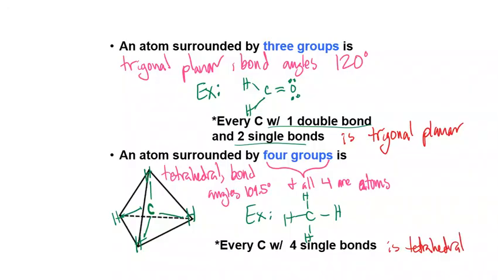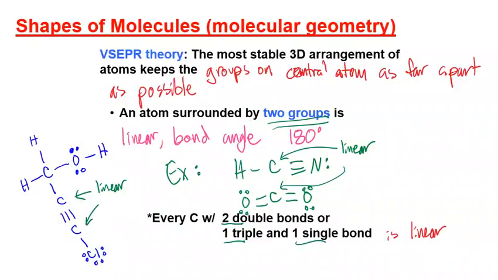Okay, so let's go back and see if we can classify any more of the atoms in the previous molecule as being either trigonal planar or tetrahedral. Well, here I'm not seeing anything that's trigonal planar because I don't see anything that has exactly three groups around it. However, I am seeing one that's tetrahedral. I have a carbon right here that's connected to four groups, and so we would classify this carbon as being tetrahedral.